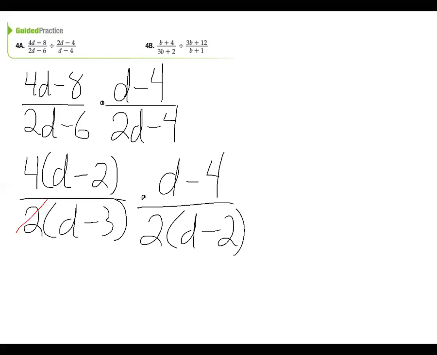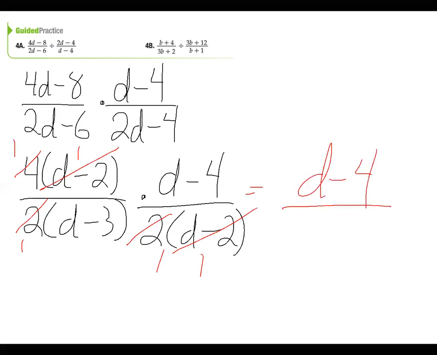This 2 and this 2 cross-reduce with the 4 to make those all 1s. The d minus 2 and the d minus 2 cancel here to make 1s. And then when you multiply straight across, you would just have d minus 4 times 1 times 1, which is d minus 4, over d minus 3. And then that's pretty much it for that one. Pretty cool, huh?